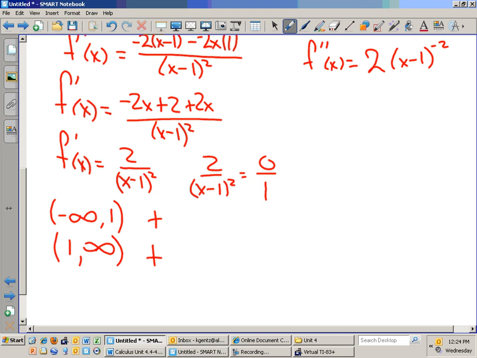Is that nice? So that means that f of u is equal to 2u to the negative 2, correct? And u of x is equal to what? x minus 1. What's f prime of u? Negative 4u to the negative 3. What's u prime of x?